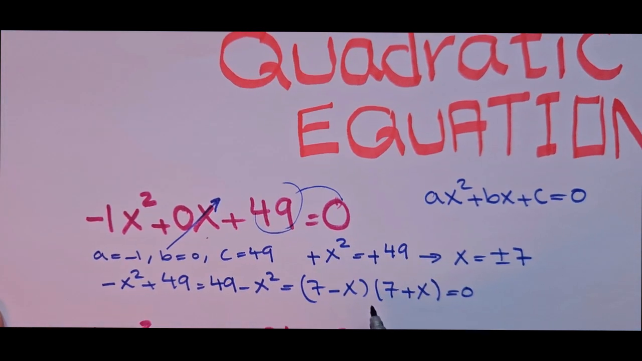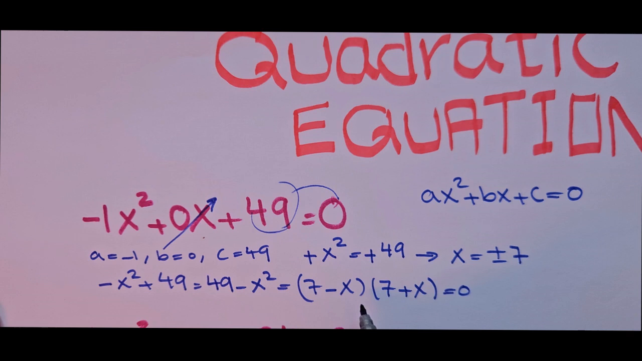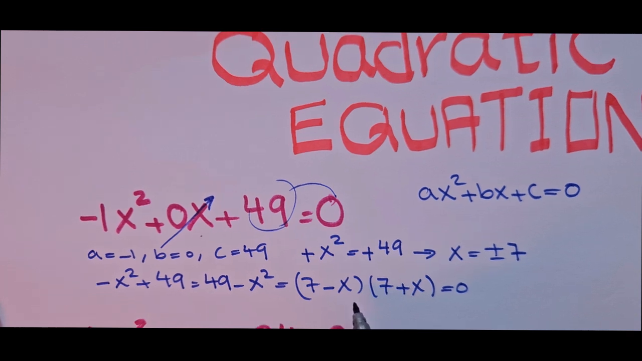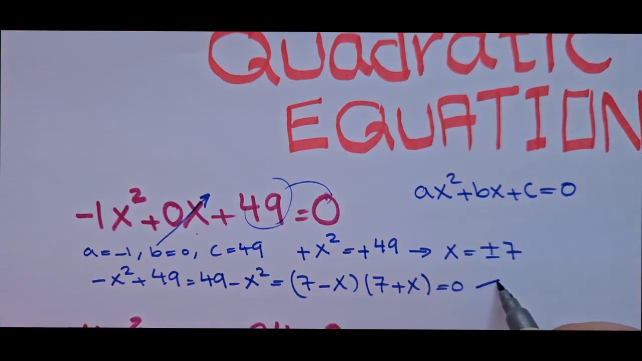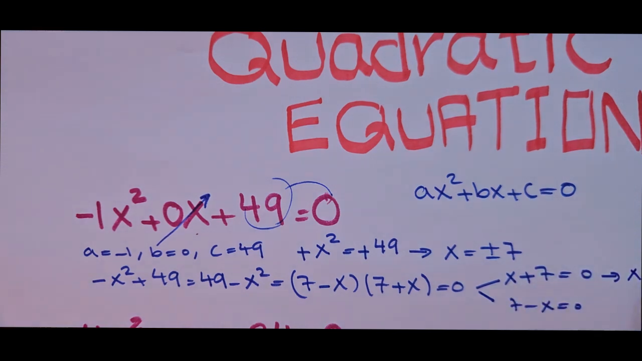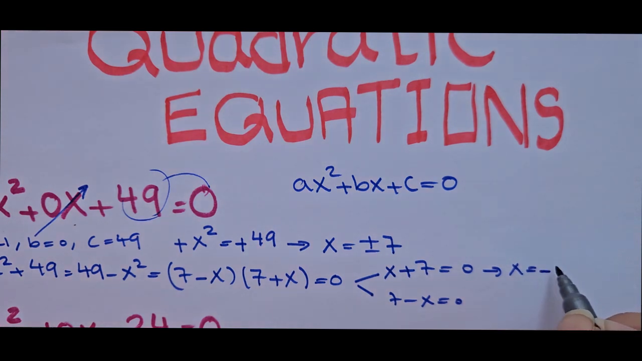Remember, when two parentheses or two brackets multiply to give 0, any of those can be a potential 0. So here x plus 7 is 0, or 7 minus x is 0. And from here, x would be -7, and from the second one, x would be plus 7. So I solved this equation with two methods. It's up to you if you want to use these two or any other.